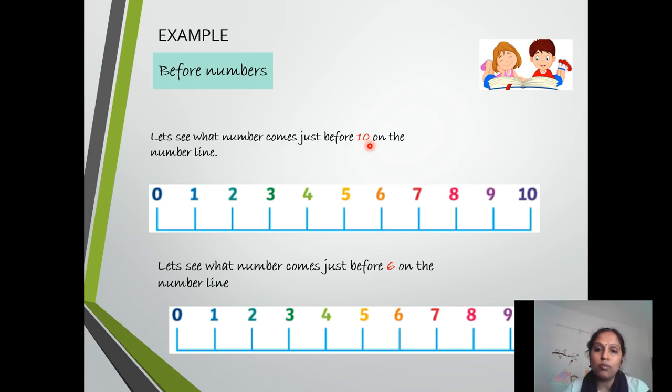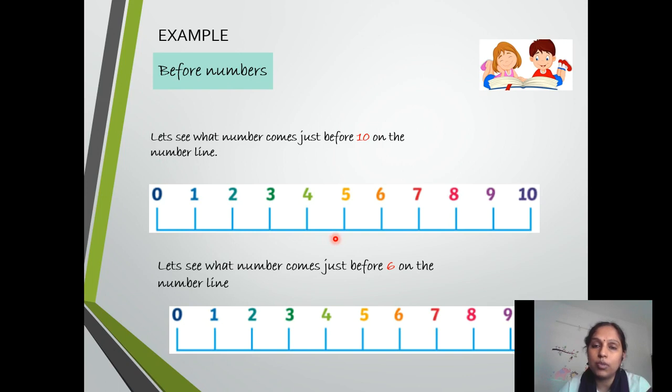So there is one more way of finding the before number. Okay, so look at this picture. This is called the number line. Can you see one line here? This blue line. This is a line and some numbers are written over it, correct? Since numbers are written on this line, it is called the number line. So using this number line also we can find the before number.